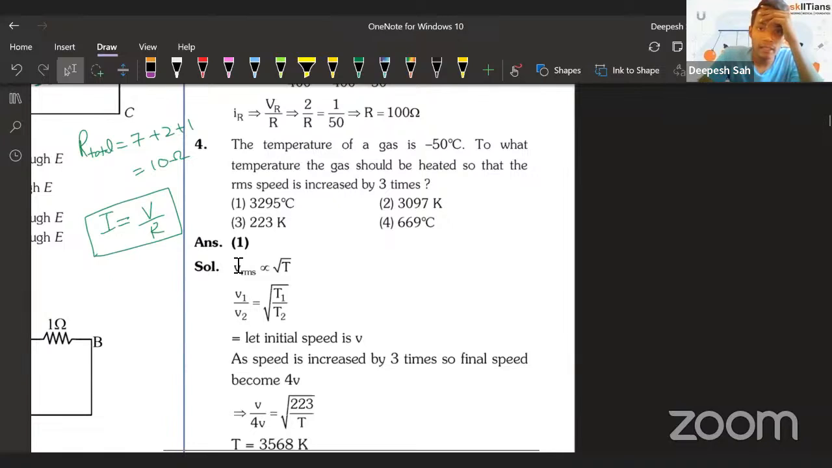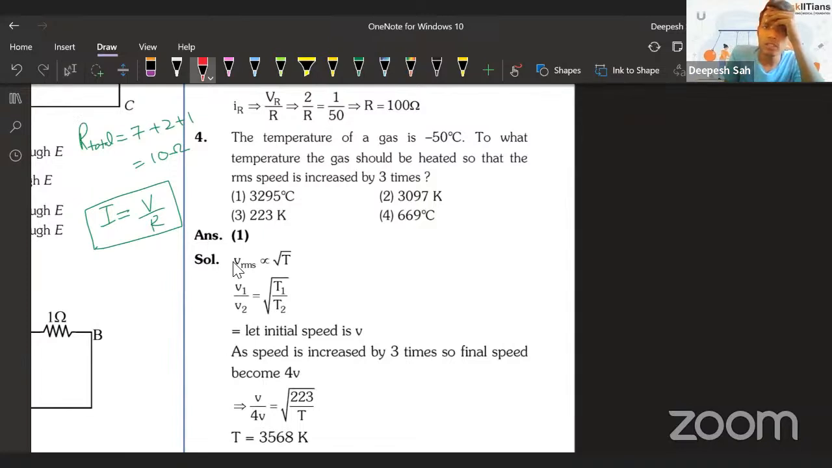Question number 4. The temperature of a gas is minus 50 degrees Celsius. To what temperature should the gas be heated so that the RMS speed is increased by 3 times? Okay, so for this question, again, this is a straightforward question. The Vrms is directly proportional to the root of the temperature.